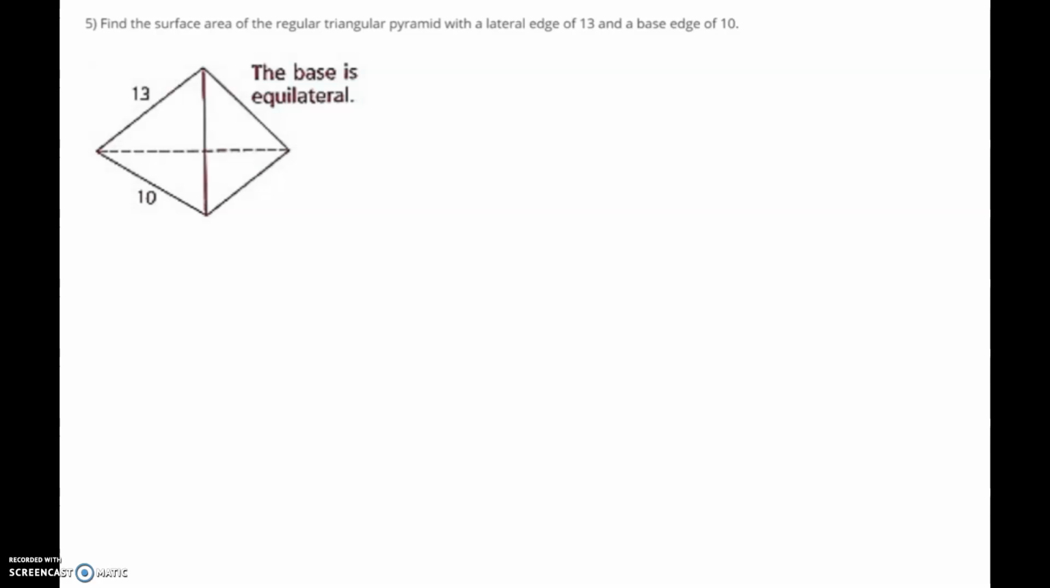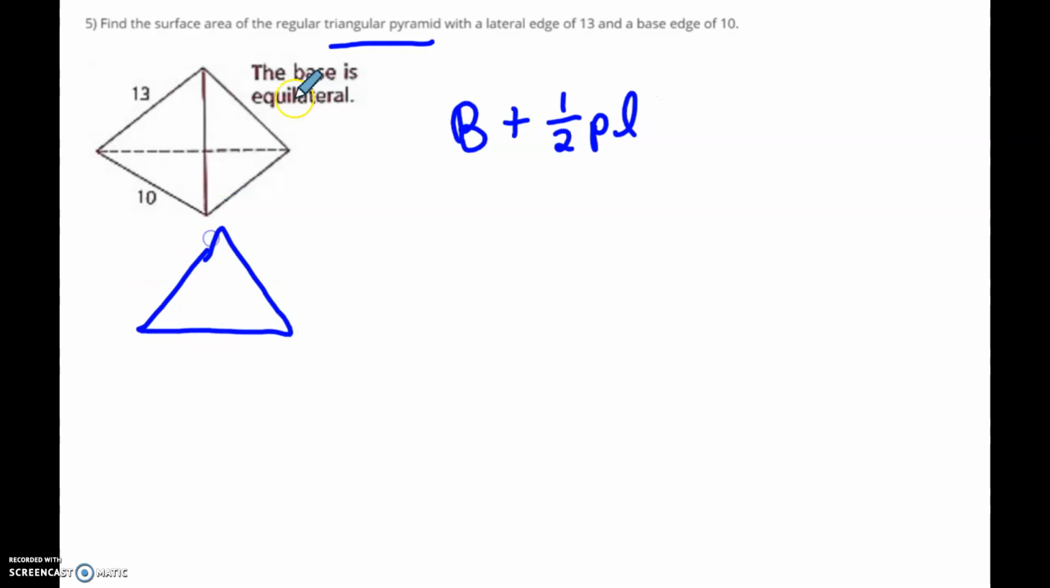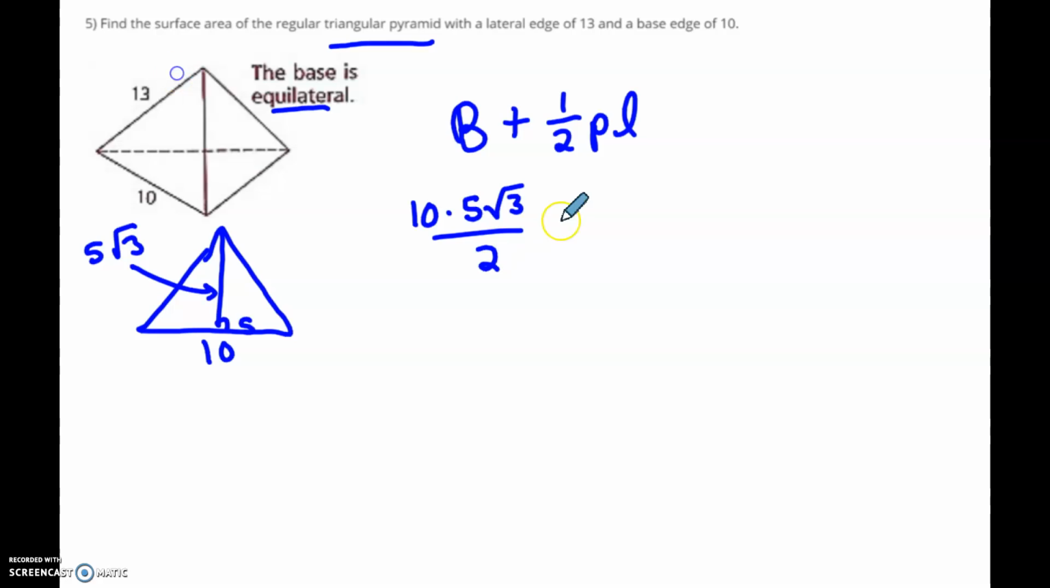On to number 5. 5, we have a triangular pyramid. So again, we need that one base and then half of the perimeter times the lateral slant height. So in this case, it doesn't look like it, but this is an equilateral triangle whose side is 10. So again, I'm going to drop my height. That makes this short leg 5. This would be the long leg of our right triangle, so that's 5√3. So to find the area of my triangle, I would do 10 times 5√3 divided by 2 because it's a triangle. And to that I will add 1/2 my perimeter. I'm going to have 3 10s. So 30 is the perimeter of my triangle.